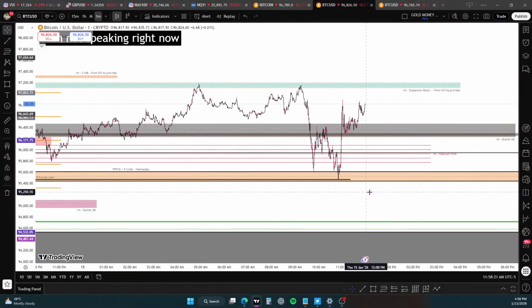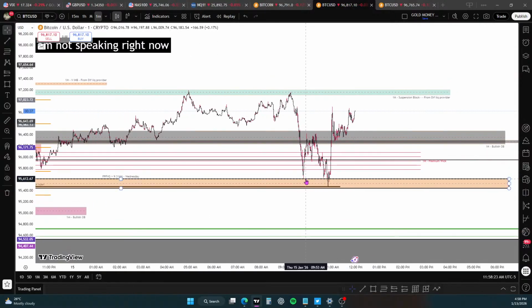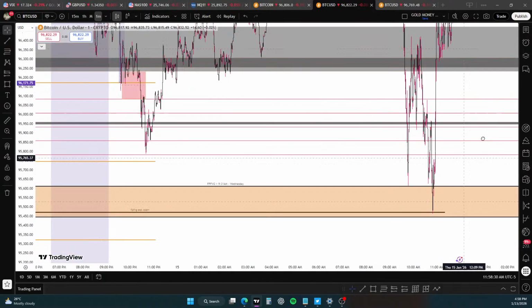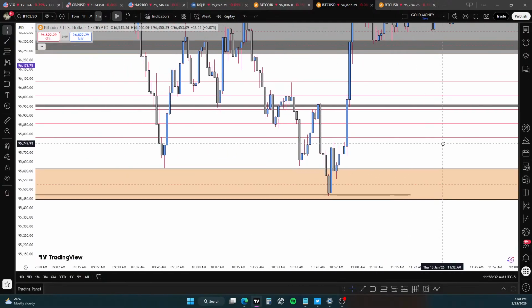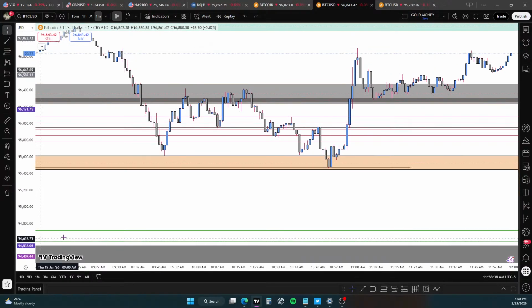and then leave the other one in there as well. So as you can see, we've come down, tagged the Wednesday one, the actual one, and then we tagged the original one down here, which is incredible. You're telling me that you can point out these areas and be that accurate to the tick? I don't think so.